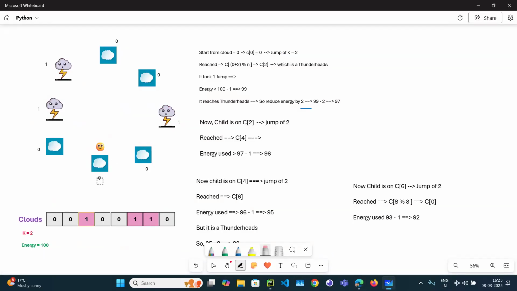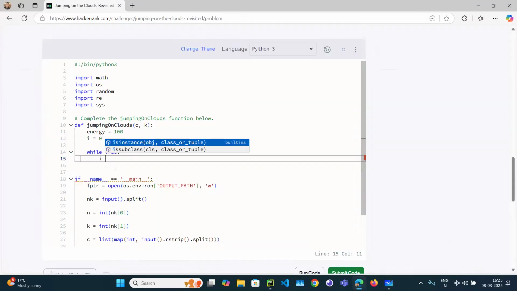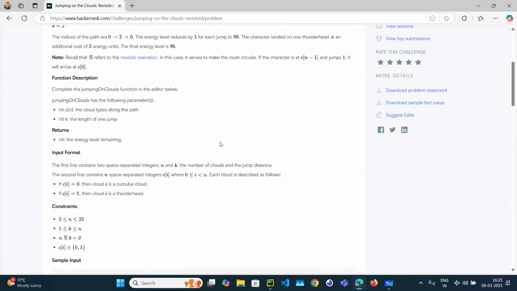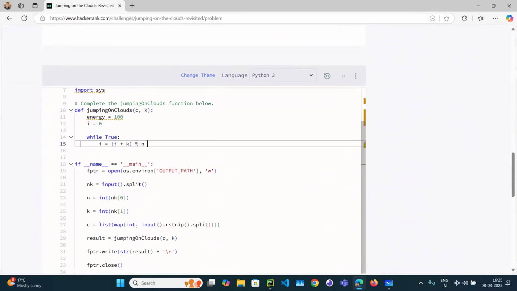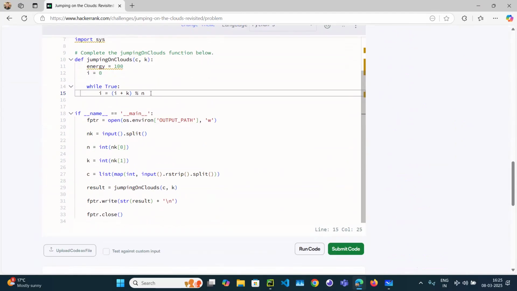Now we have to find the next position. It starts from zero, so we need to find the next position. How will we calculate the next position? i plus k is the next position, but because it is circular, we will do modulus n. This is something they have already provided to us. So the next position is calculated as i plus k modulus n.